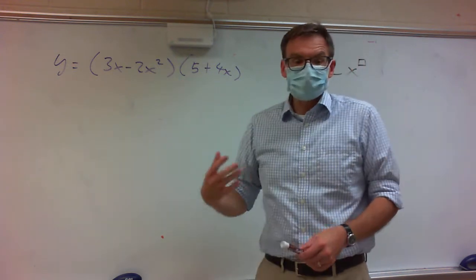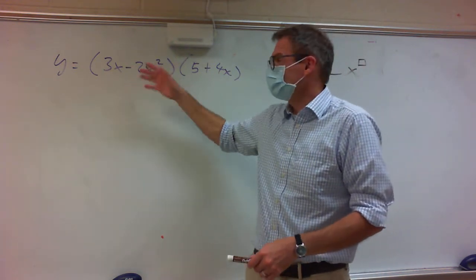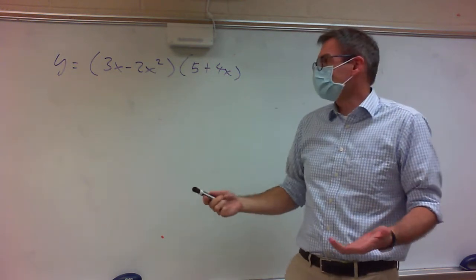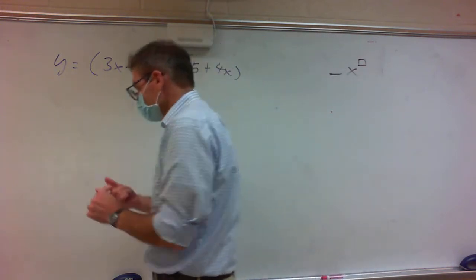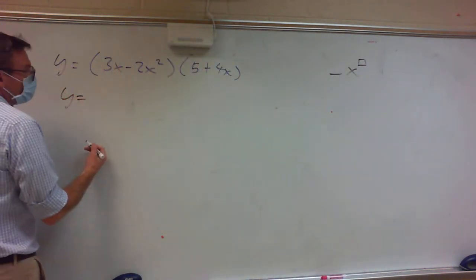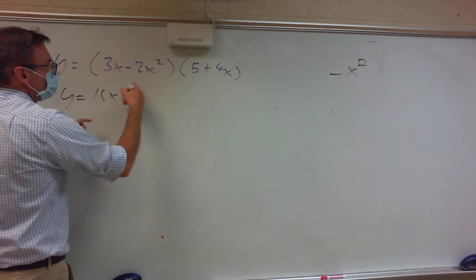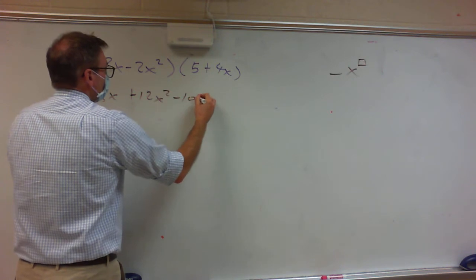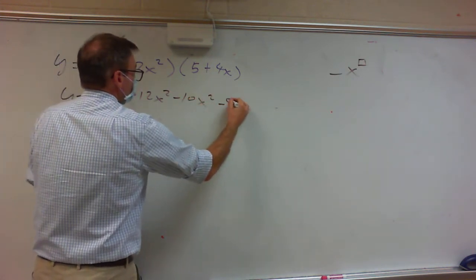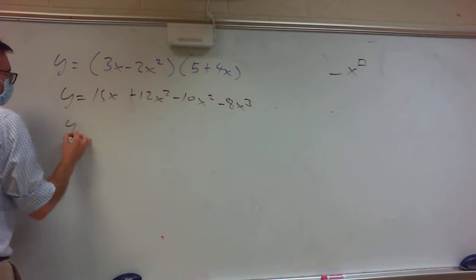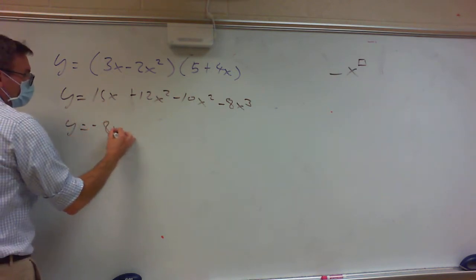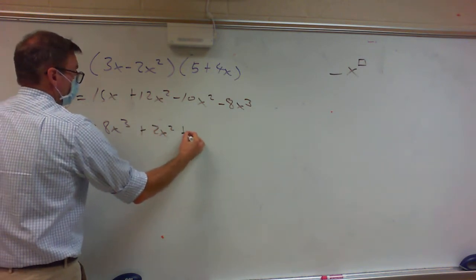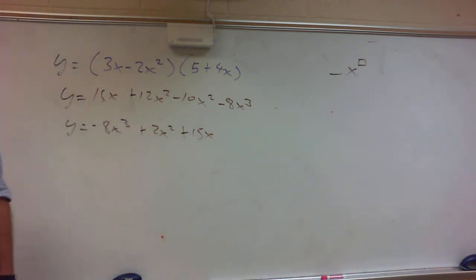But when we look at this, I don't have number x to a power, and I don't have this as like a single polynomial. So I've got to make it look like something I can handle, which means I got to do some algebra. So I do some algebra, and I end up with 15x plus 12x squared minus 10x squared minus 8x cubed. And I end up with y equals negative 8x cubed plus 2x squared plus 15x.